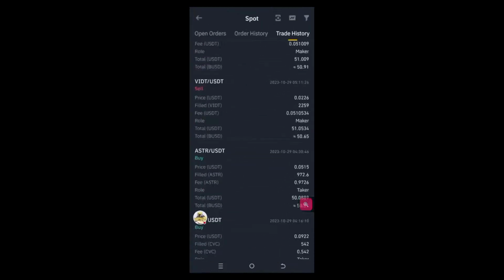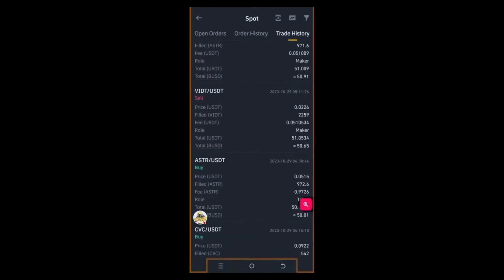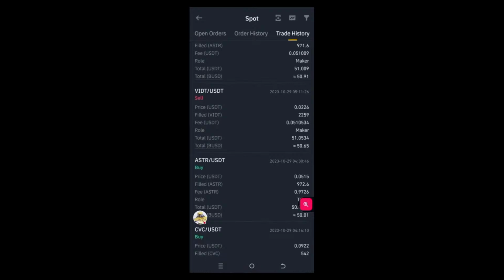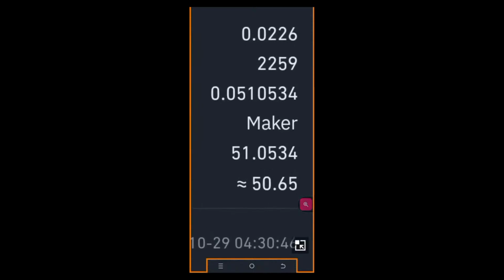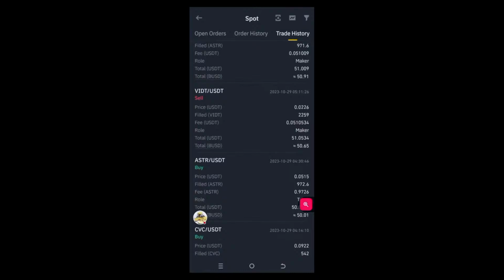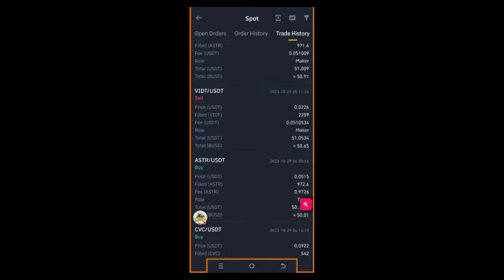In terms of execution, we were able to execute it at 0.0226, and that gave us a profit of $1.05. Look at that. That's beautiful. That's glorious. Now removing the fees, about 5 cents, that means we made $1, which is beautiful. That's 2%. Our 2% target was met and crushed, and we executed beautifully. That's VIDT USDT. Beautiful.